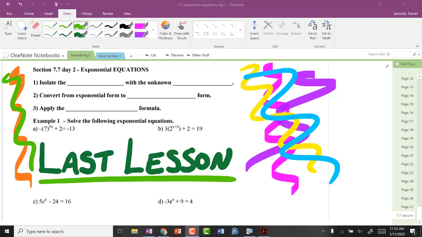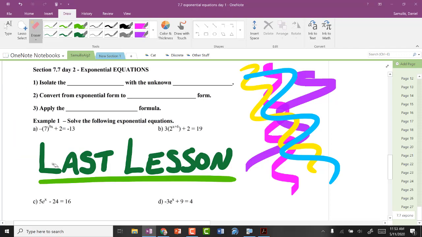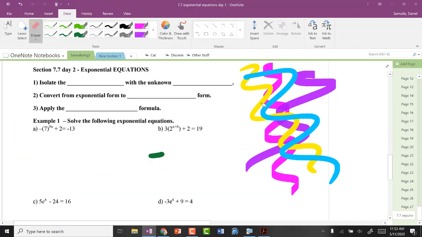Celebrate good times. Last lesson. Woohoo! All right. Last lesson, guys. We did it. All righty. Okay. So I have to get rid of all my fun little confetti here, but this is exciting.